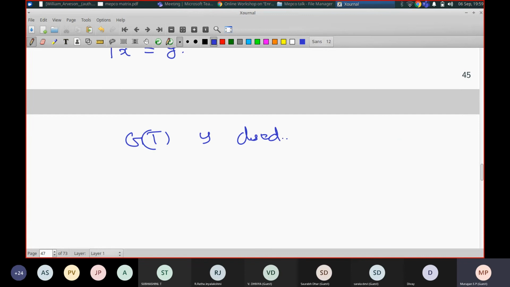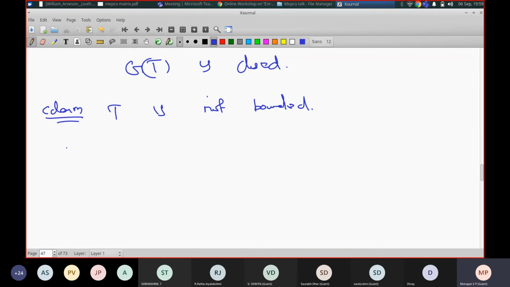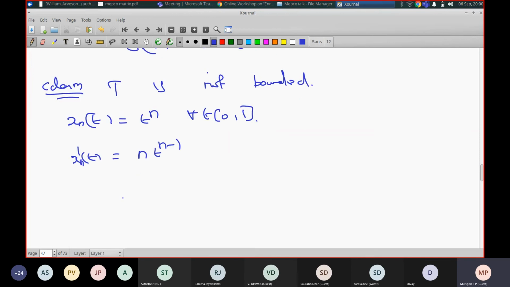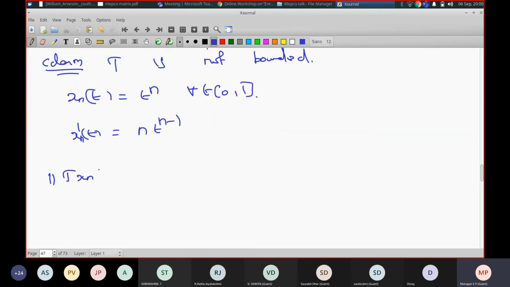Graph is closed. Okay. Second, we need to prove t is not bounded. T is not bounded is very clear. You have to take xn of t equal to t power n, for all t belonging to the closed interval [0,1]. What is the derivative? xn'(t) is nothing but n times t power n minus 1, right? What is the norm of t of xn? This is nothing but n, right?